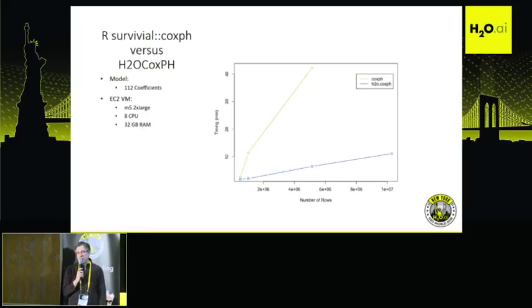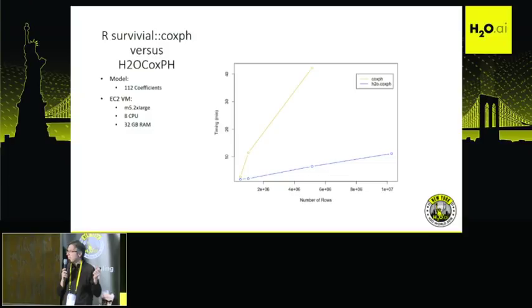So this is where H2O comes in, and it's Cox proportional hazards, a modeling algorithm. I'm just comparing this against one of the gold standards in Cox-PH, the survival package by Terry Therneau in R. Another gold standard is PROC PHREG in SAS. So those are the two most commonly used algos.